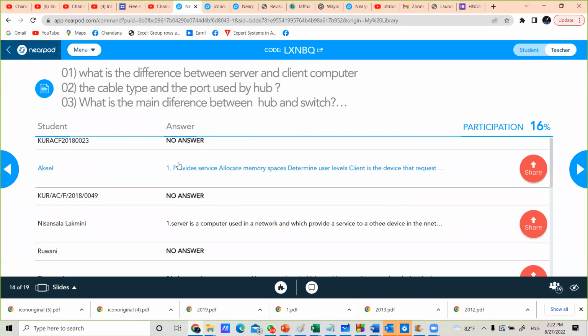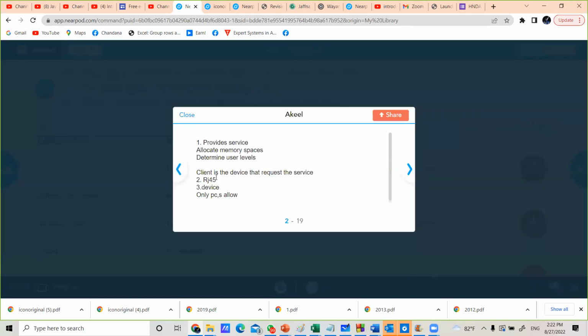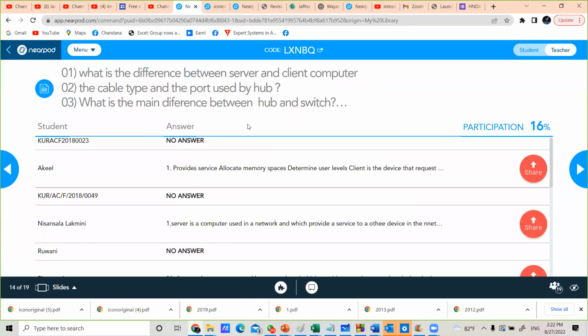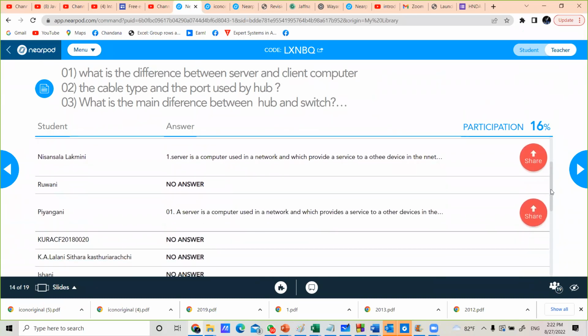Then the next one: client is the device that requests the service. Yes, that statement is correct. Client is the device that requests the service. Second one, RJ45. The port type is okay, but the cable is not mentioned. Third one, device. The question: what's the main difference between hub and switch? What's the difference, hub and switch? Think about the difference, then we'll see another answer.